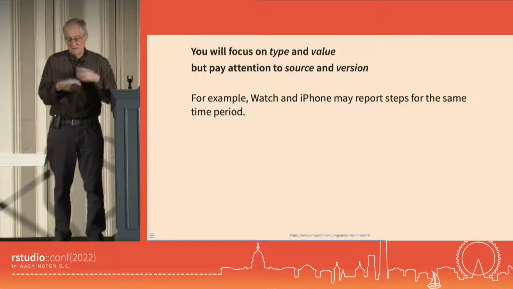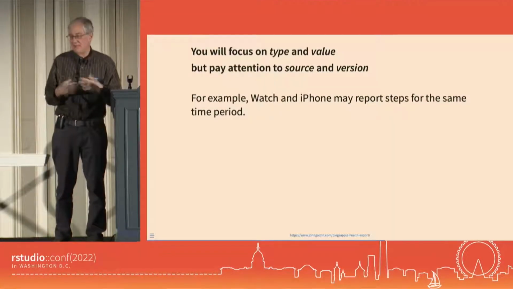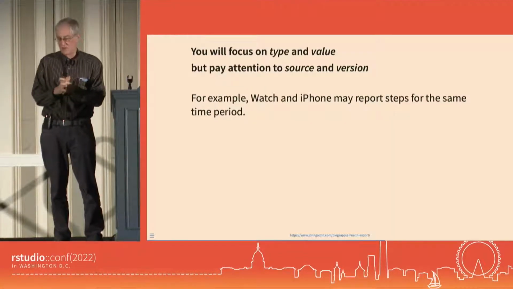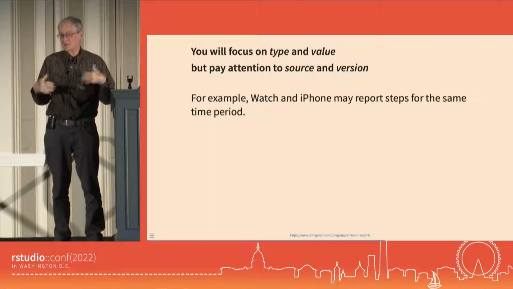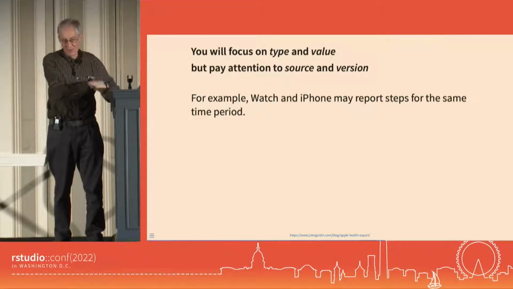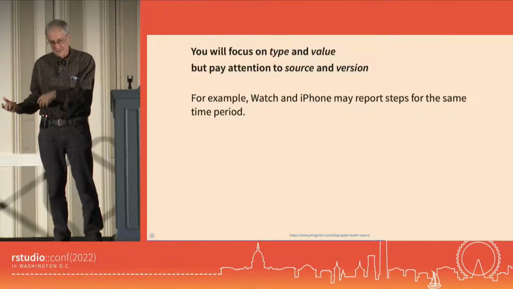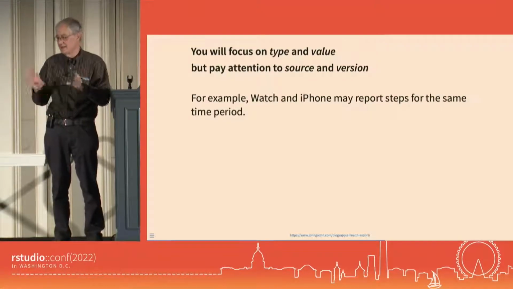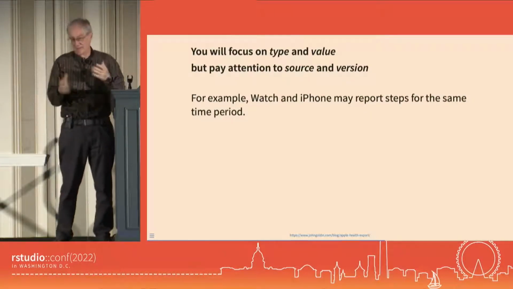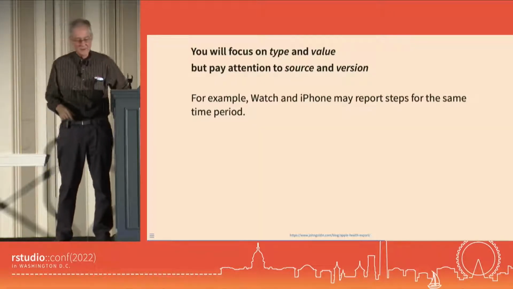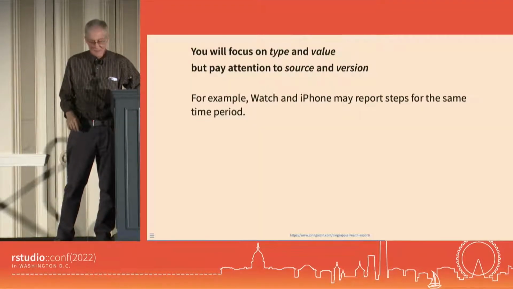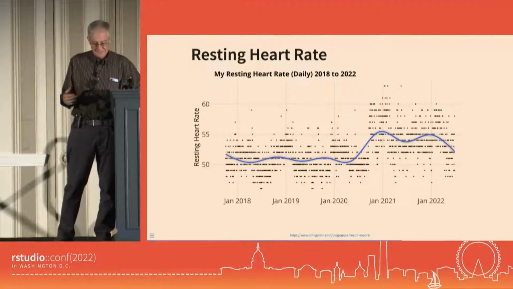So you'll focus on type and value usually, but you need to pay attention to the source and the version as well. For example, your step count is being produced by the watch, but the phone is also producing a step count. They both get fed in. If you don't pay attention to the source, you end up double counting, and I've had that happen with other measures as well. So let's look at a measure.